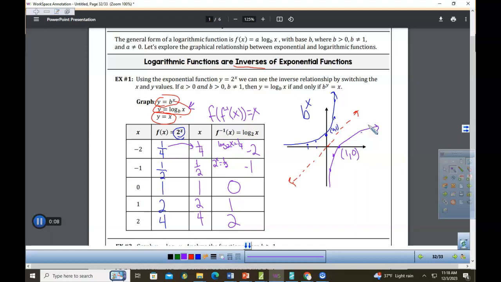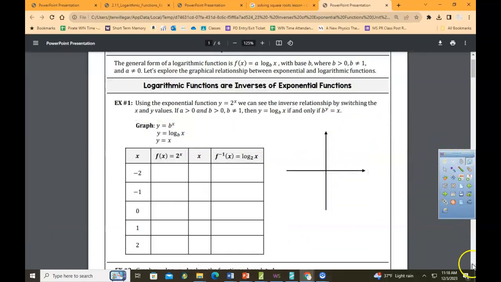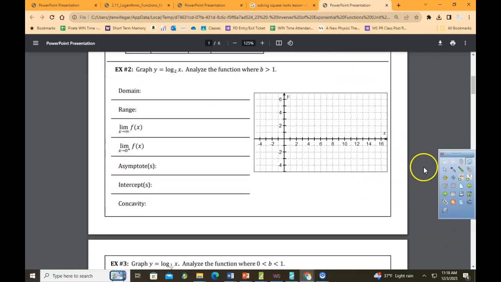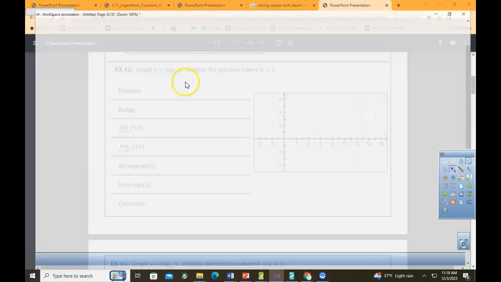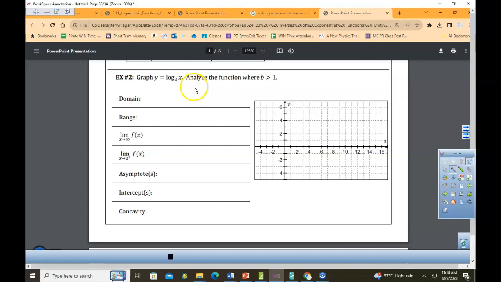So what is a log? It is the inverse of an exponential. All right, let's take a look at this. So let's analyze that graph up above, right? So I'm going to redraw it, maybe a little bit better.